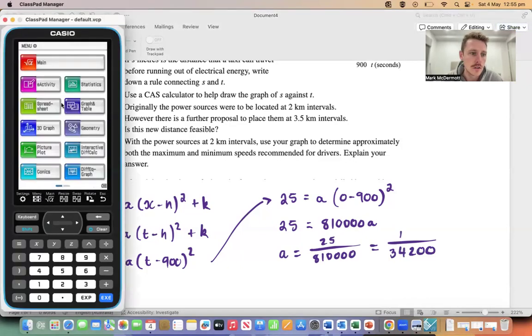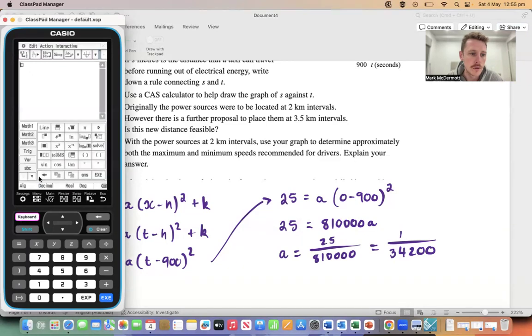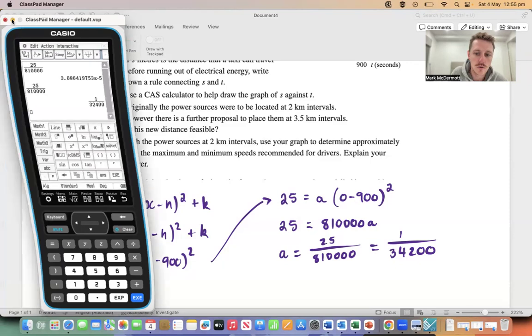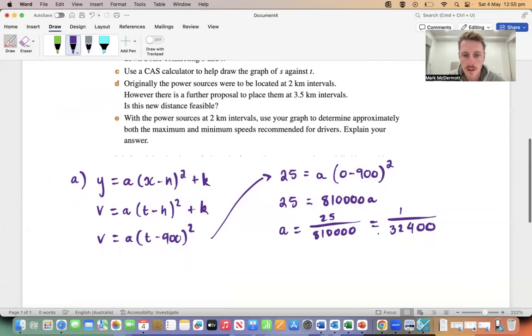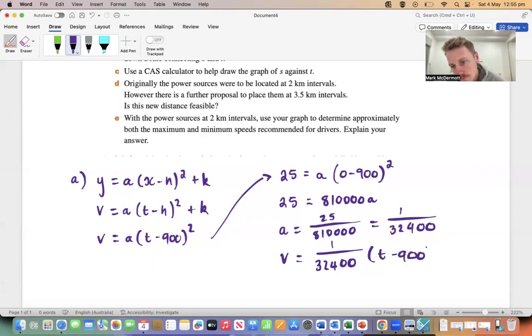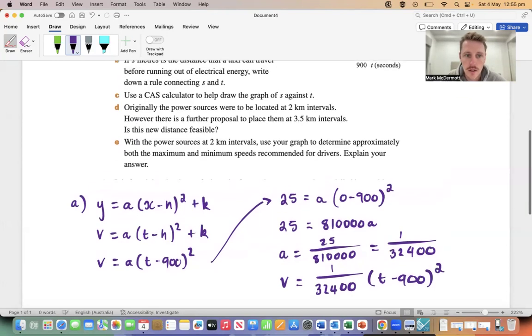25 over 810, 1, 2, 3. We want it as a decimal, we don't want it as that. Yep, 32,400. Lucky I checked that. Okay, so we know now that the rule for v, now that we know what a is, is 1 over 32400 multiplied by t minus 900 squared. Okay, that's the first part.